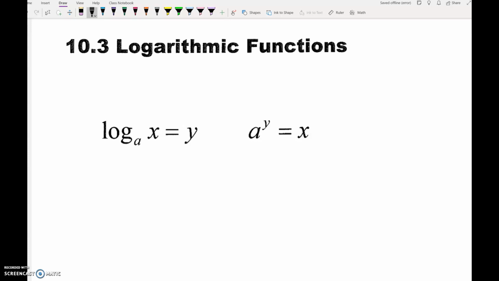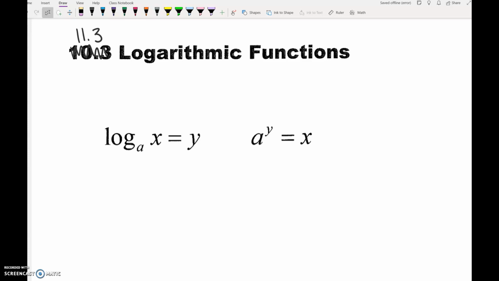All right, your notes may say 10.3, but this is definitely section 11.3, logarithmic functions. Today we're going to look at logarithmic functions and some of the features of them, evaluating them, changing forms, all of that good stuff. So the first thing we're going to talk about is the logride.